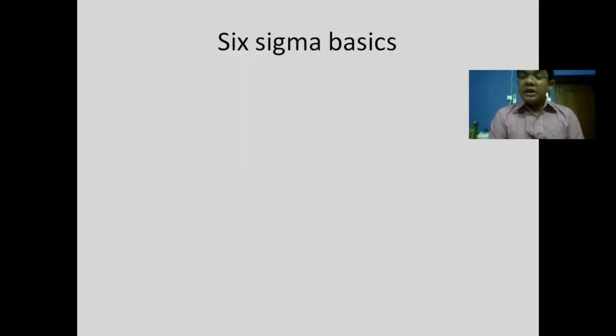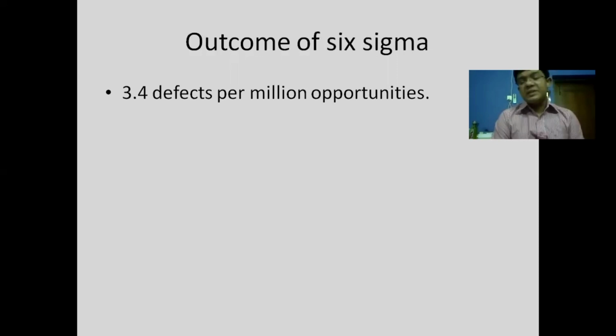First, I'm going to tell you about the outcome of Six Sigma. The output of Six Sigma is 3.4 defects per million opportunities. It means that if a paper factory adopted the Six Sigma process, it will produce only 3.4 defects per million paper production. I am explaining the term opportunity more elaborately.